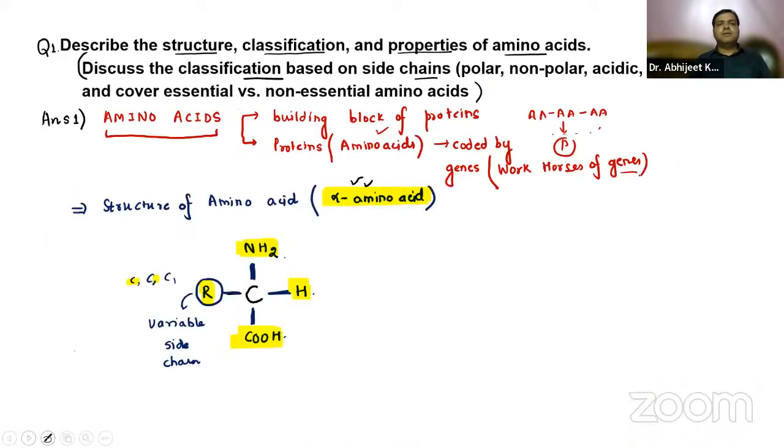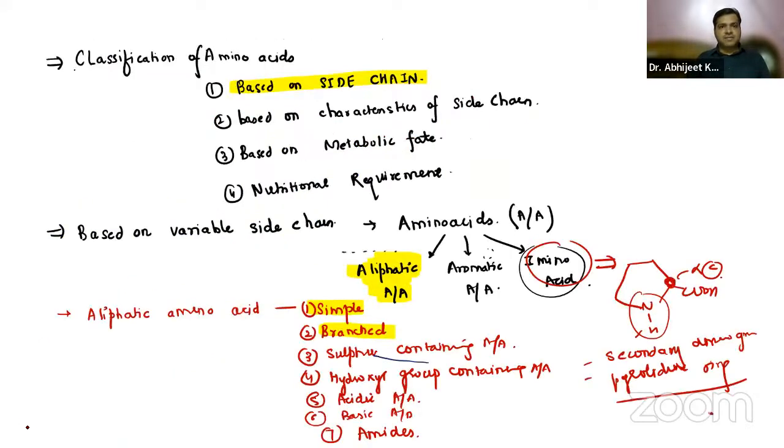So that is based on the side chain. Now, we have various classifications, as I've already told you. Now we are going to discuss the classification based on side chain characteristics. We have discussed based on side chain: aliphatic, aromatic, and imino acid. Now coming on to based on characteristics of the side chain.